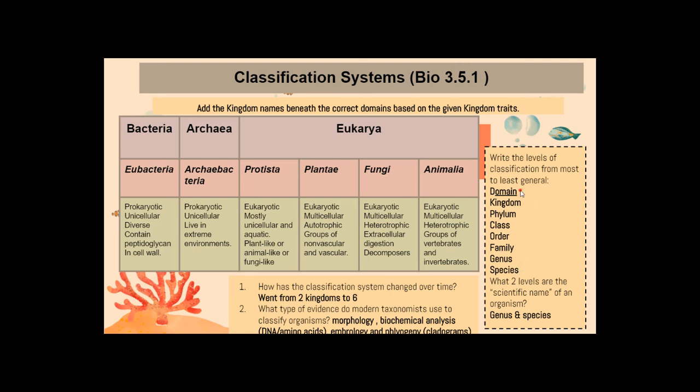Levels of classification from most to least: domain, kingdom, phylum, class, order, family, genus, species. Remember, the way to remember that is Dear King Philip came over for good soup. And every scientific name of an organism is a Latin name made of the genus and species. Humans are Homo sapiens, so our genus is Homo, species sapiens.